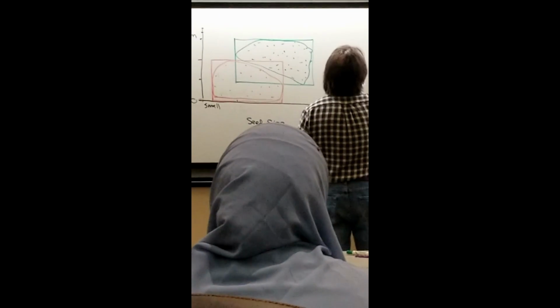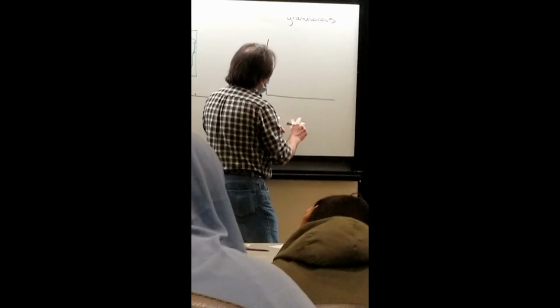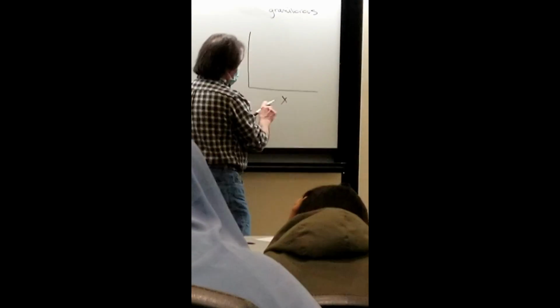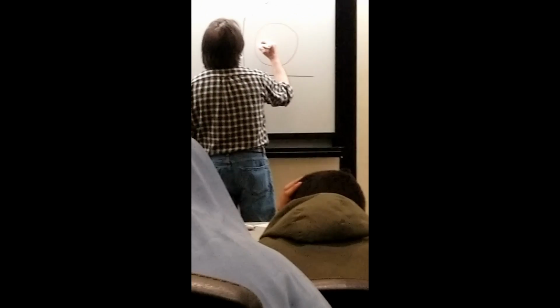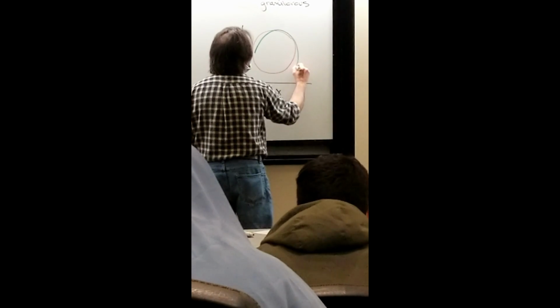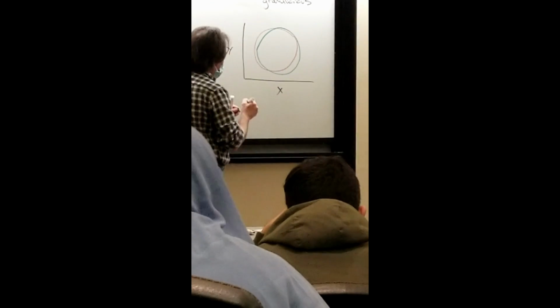What if we see something like this? Here's some axis, here's another axis, and we see this niche, a two-dimensional niche. Are they competing?